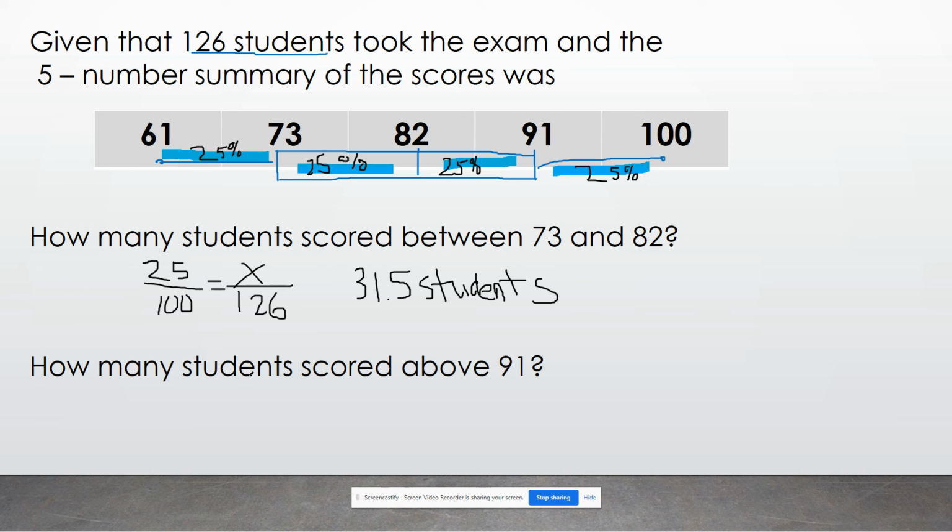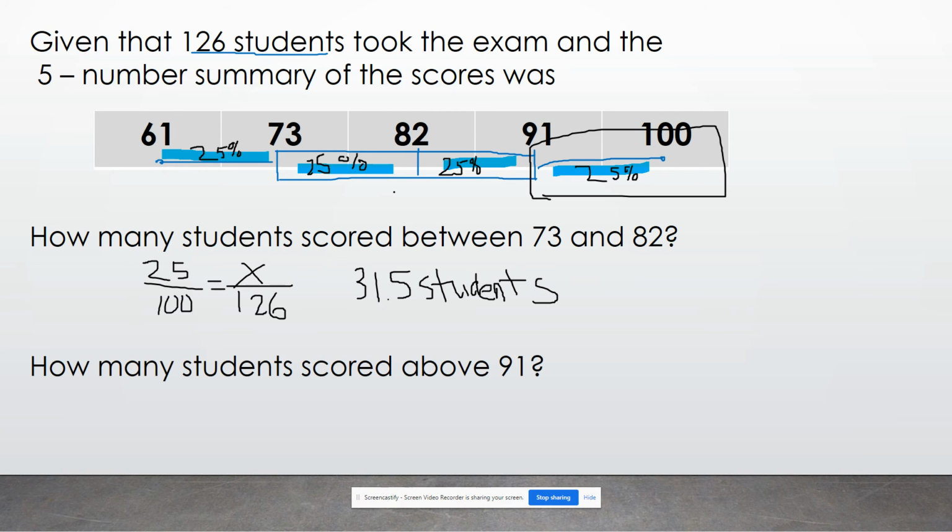Okay, next question. How many students scored above a 91? Well, a 91 is from right here and above. Well, that's 25% of the graph. So I don't need to do any work. I already know that. 25% over 100 is the same answer, 31.5 students.